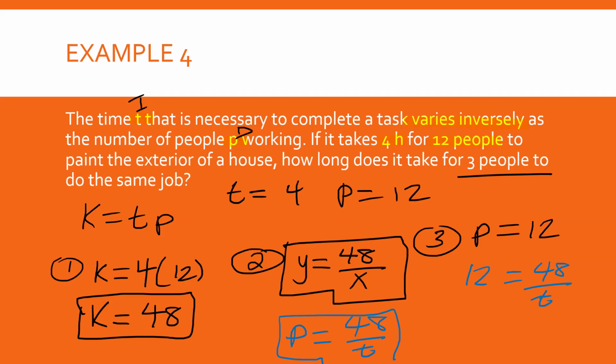How do you solve this? If I set it up like this, does that ring a bell? We cross multiply and divide. When we cross multiply, we get 48, and we're going to divide it by 12. And what does that give us? 4? Yes. So if we have 12 people working, how long is it going to take?